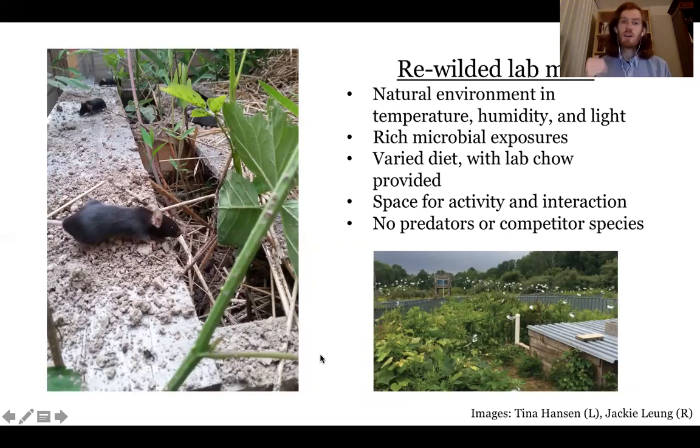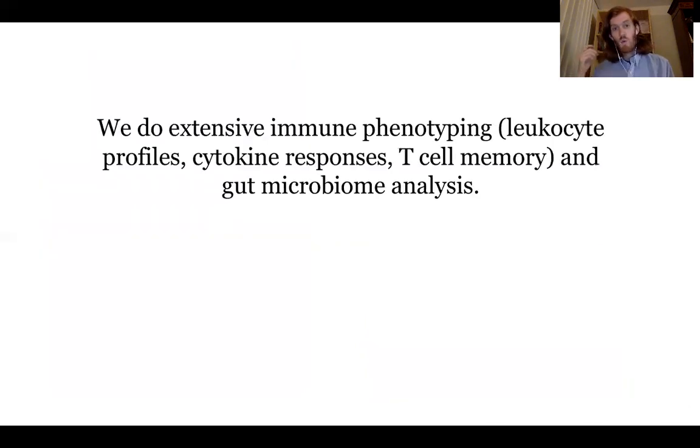And because lab mice are a model system, we can do a lot of detailed phenotyping of these mice. So for example, we do extensive immune phenotyping with our collaborators, looking at leukocyte profiles, even T cell memory states. So not just neutrophil abundance, but more detailed measures, as well as things like cytokine responses against pathogen stimulation. We also do gut microbiome analysis of both bacterial microbiome and fungal microbiome. And so we can really get into the nitty gritty of these molecular phenotypes. But that's not the only thing.